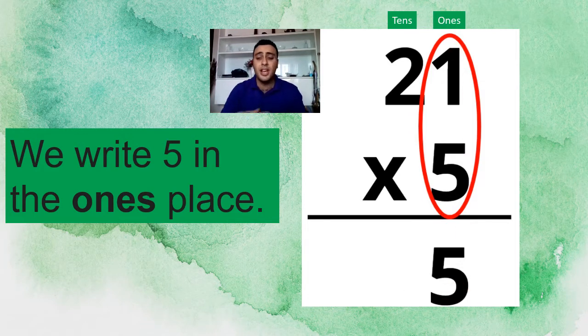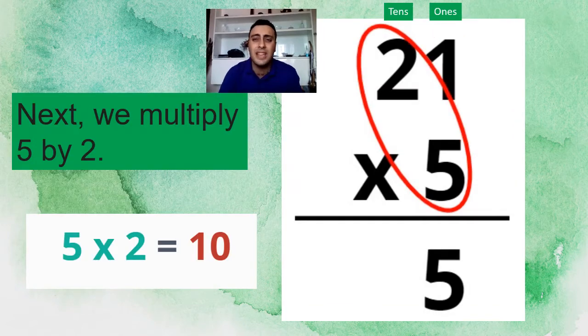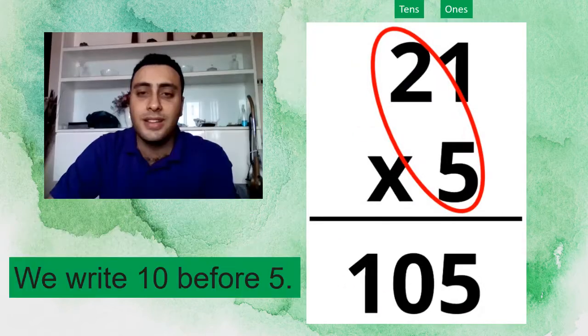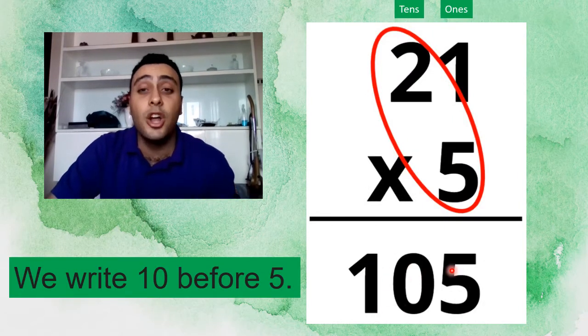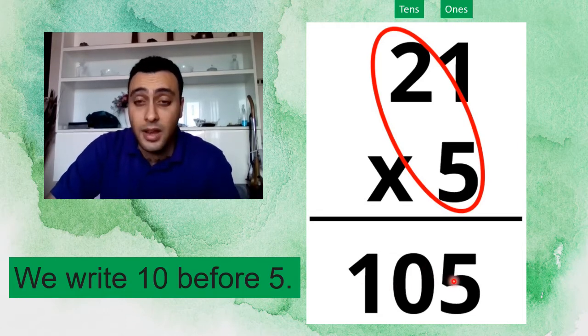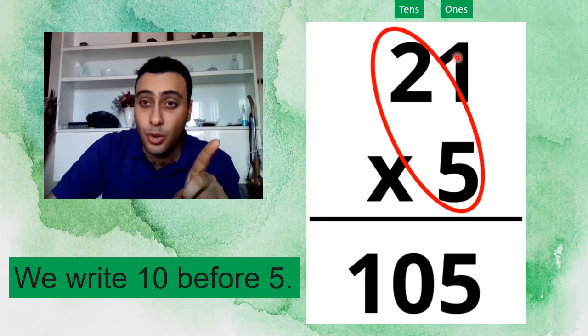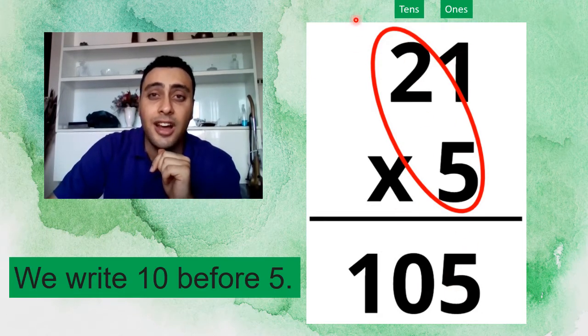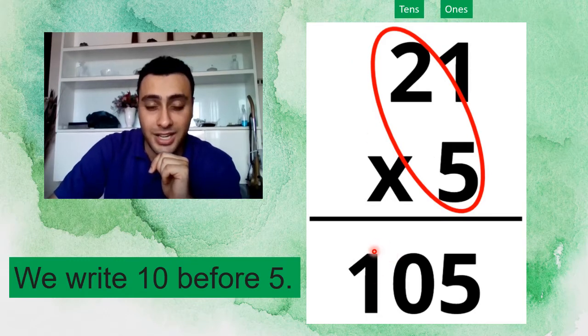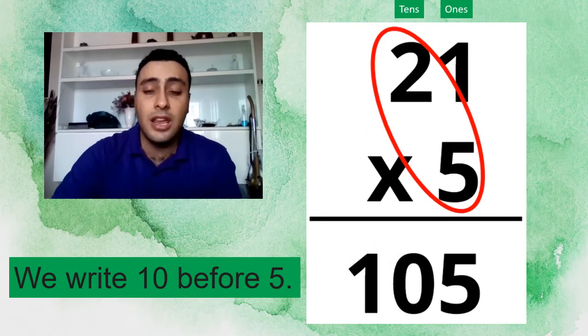Now that you're done with this, we go to the next step, which is easy. 5 times 2, okay? 5 times 2, easy, it's 10. Now, what do we do with 10? You write it here, okay? 10 and 5. So together, 105. Now, again, one last time, don't forget to align them. You see, ones, tens, and hundreds. Okay? So, let's see more examples.